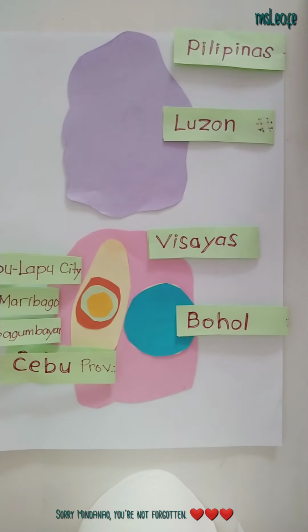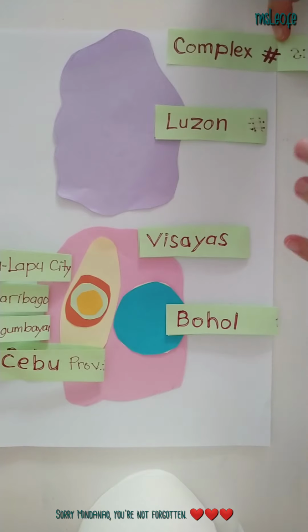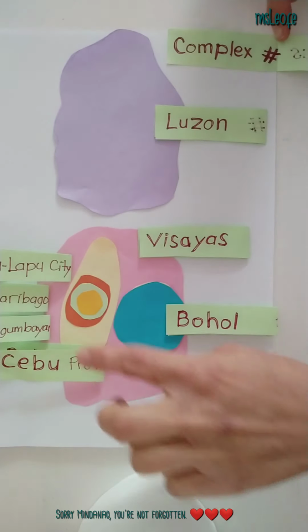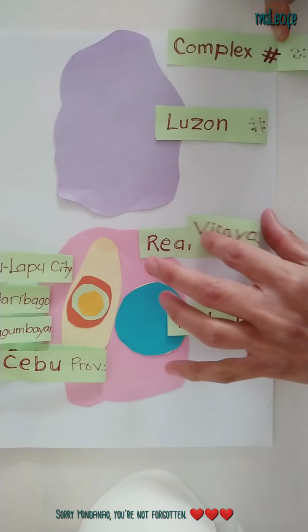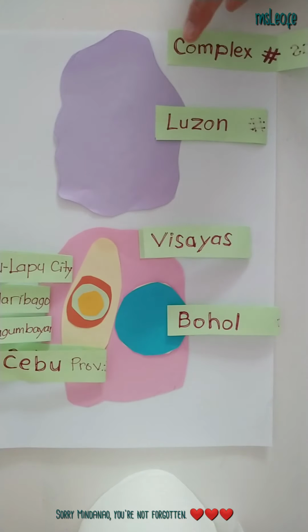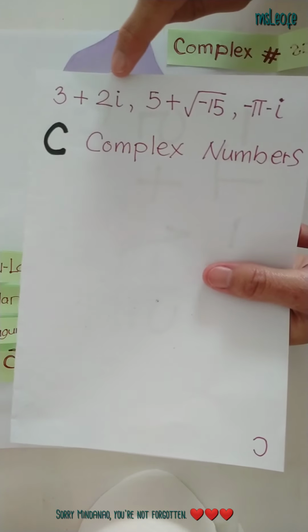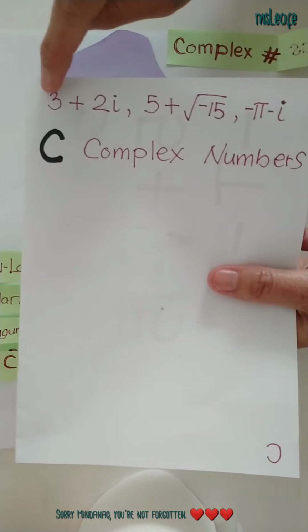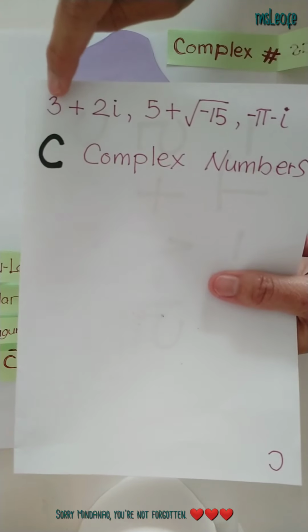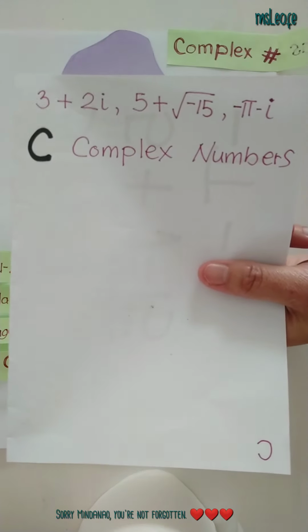Finally, we have the entire Philippines, which represents complex numbers. Complex numbers contain all of these numbers: the whole numbers, integers, natural, irrational, real, imaginary, all of these. These all belong to complex numbers. Examples of complex numbers, we have 3 plus 2i, 5 plus square root of negative 15, negative pi minus i. So we have the real numbers with imaginary numbers, making them complex numbers.